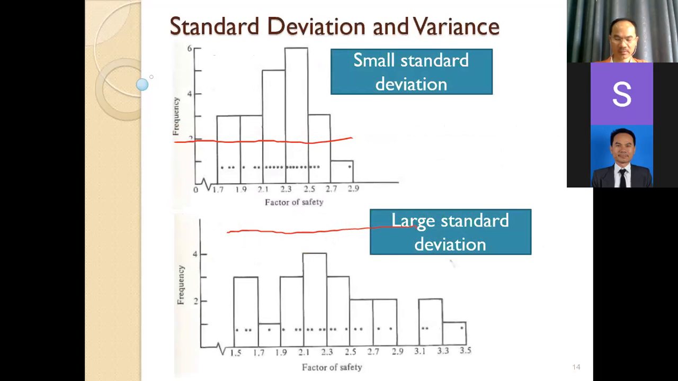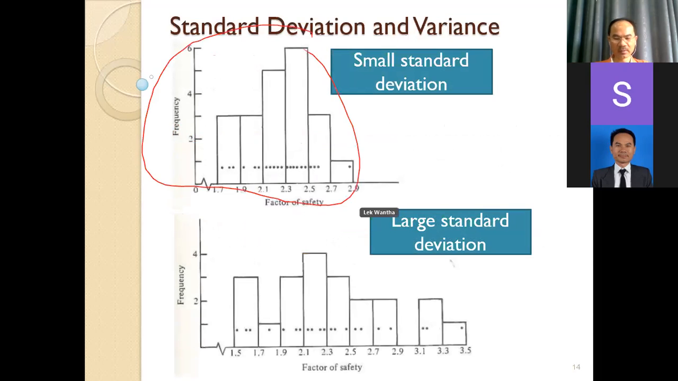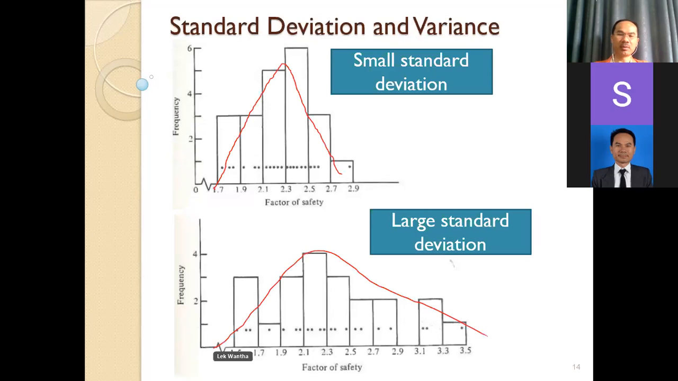For example, we plot the histogram of the frequency and the factor or variable. This is the small standard deviation. This is for the large standard deviation. Small standard deviation means your data should be uniform in frequency, uniform in size, uniform in the factor. If you plot a polygon, it is quite a large distribution, which means higher deviation from the mean, versus low deviation from the mean.